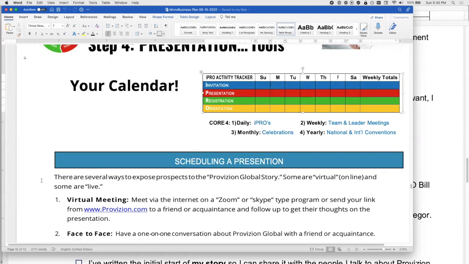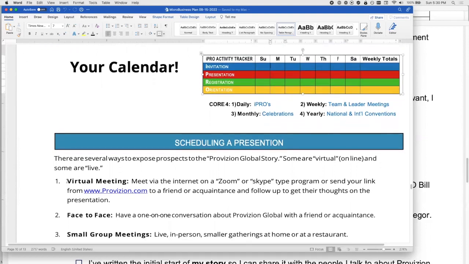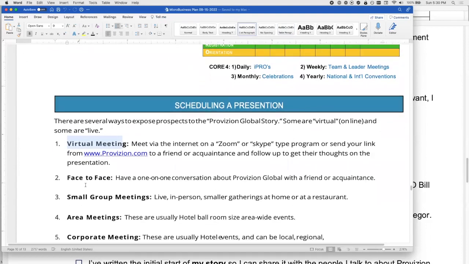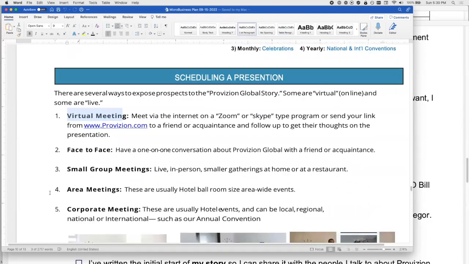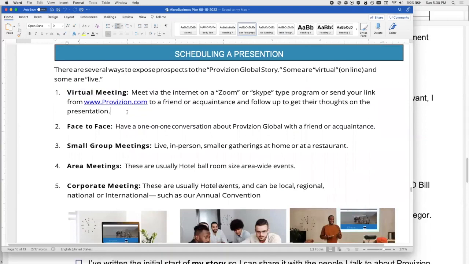So again, scheduling a presentation. It can be a virtual meeting online. It can be face-to-face. It can be a small group meeting. It can be an area meeting. It can be a corporate meeting. We're going to talk a great deal about this as we go on, but right now, the main thing is learning how to get people to a presentation, how to make those invitations. To do that, you've got to have the right list. You've got to make your Hot 100 list so that they can help you find those prospects you want to bring in to your business.